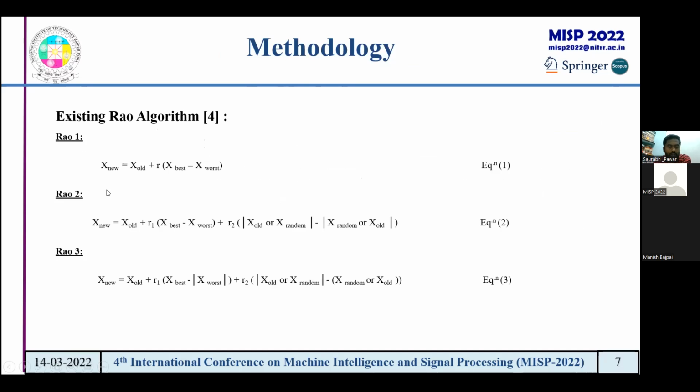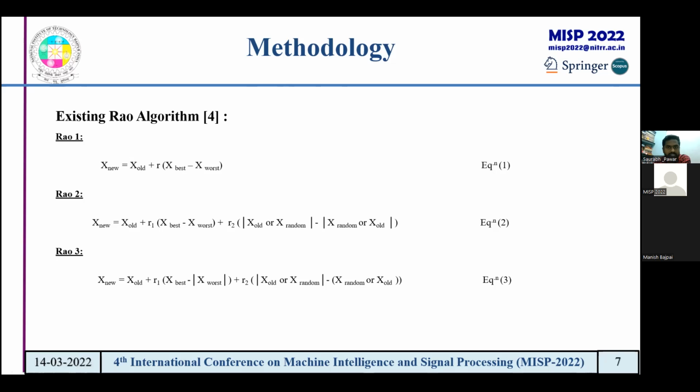Towards the methodology, this is the existing Rao algorithm. These are the three Rao algorithm equations given in paper number 4. In the Rao algorithm, X new is the new candidate when we update. We use X old, the older candidate, plus a random number R into the bracket of the best candidate minus the worst candidate. Focusing on one equation only, the new candidate is obtained this way, and it is updated for the entire population.